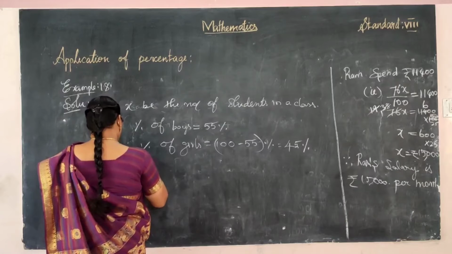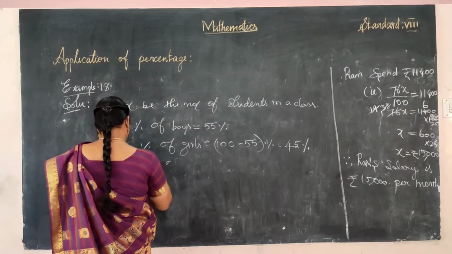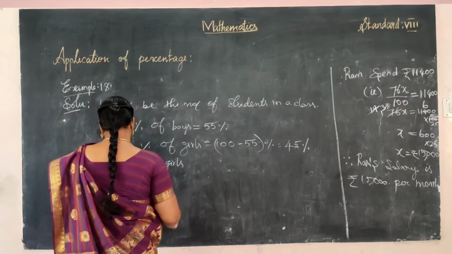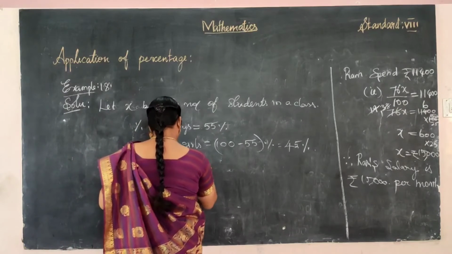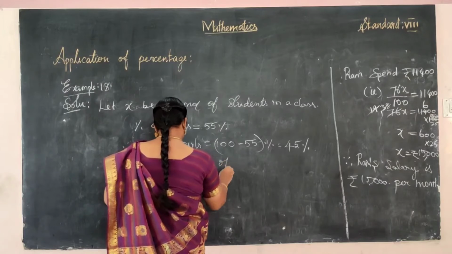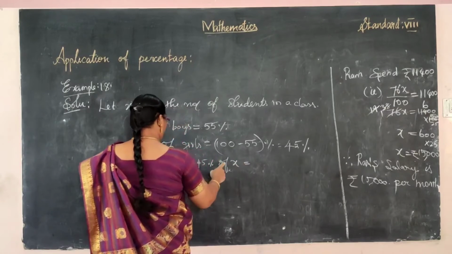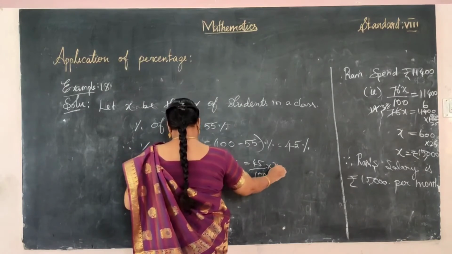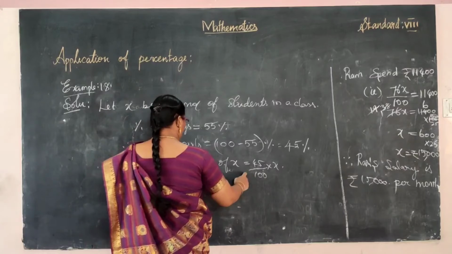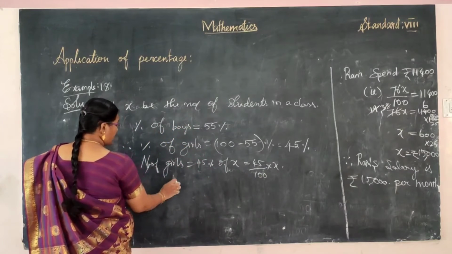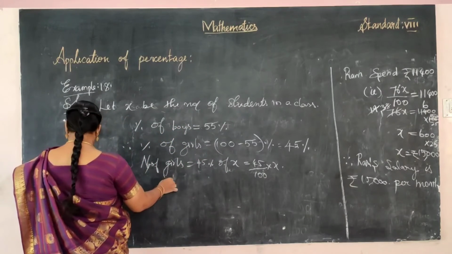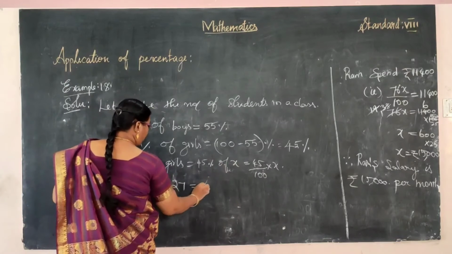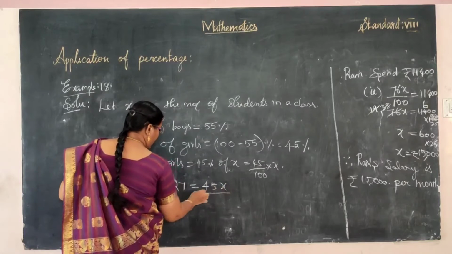Number of girls is equal to 45 percent of x. So 45 percent of x means 45 by 100 into x. Already you know the number of girls value. So number of girls is how many? 27. So 27 is equal to 45x by 100.